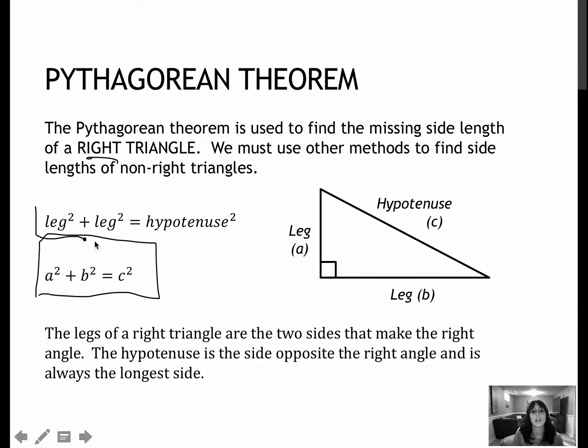The reason that I wrote it leg squared plus leg squared equals hypotenuse squared is because some people forget that this always has to be the hypotenuse. So c, which is the longest side, the hypotenuse, has to be the value of c. So I couldn't say c squared plus b squared equals a squared. It would not work out. Let's try a couple.